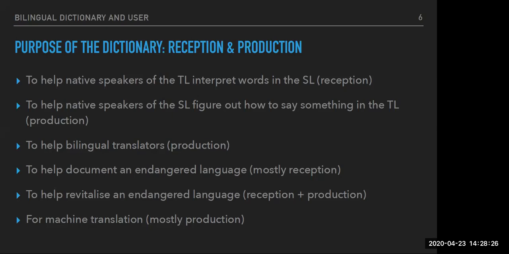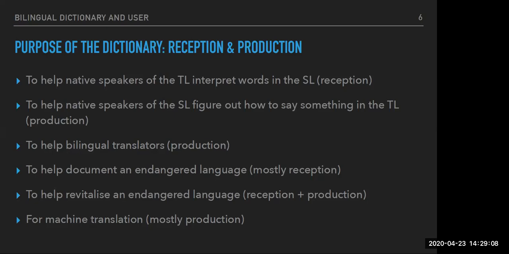And then there are dictionaries that you would use for endangered languages. These are interesting because a lot of linguists do produce dictionaries like this. There may be two ways you can create dictionaries for endangered languages. One is where you document an endangered language. I would say these would be mostly reception-oriented dictionaries, because in documentation you're just trying to create a record of the knowledge. So you want people to be able to understand what words in the endangered language mean.